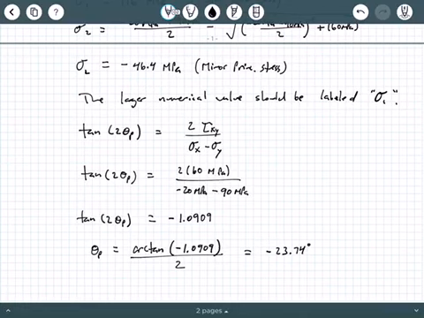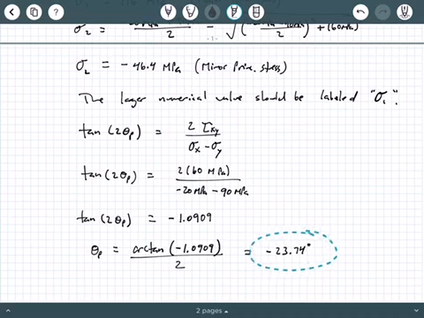I'm keeping mine in degrees for this. All right, and so I get a theta p value of negative 23.74 degrees here. Now, remember earlier we said that this equation represents both angles, theta p1 and theta p2, which are 90 degrees apart, okay?